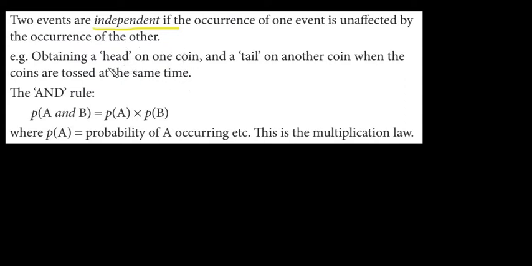For example, if you want to obtain a head on one coin and a tail on another coin, it is actually possible and they don't affect each other. This is one coin, it is another coin. You can just throw a coin twice. In the first throw, you want to get a head. In the second throw, you want to get a tail. And it is perfectly possible. They don't affect each other. So, in the question, if you see two independent events, and if you see the word and, we are going to use the multiplication rule, the and rule. We just multiply these two probabilities.